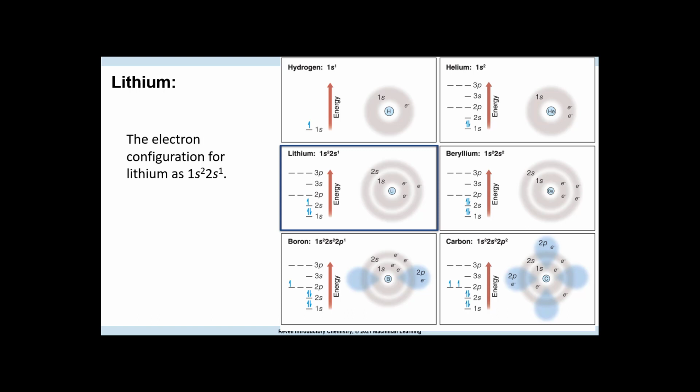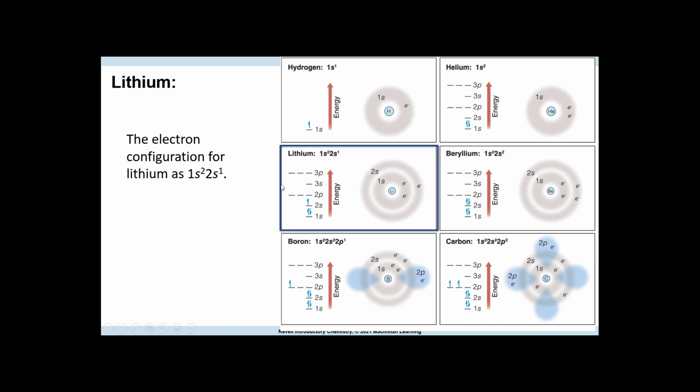The first 2 electrons fill the first energy level, and then we have 1 more electron, and it goes into the 2s energy level. So again, we write the arrow up, and the electron configuration for lithium is 1s2, 2s1. If you add these superscripts together, there's a total of 3, which matches the 3 here.